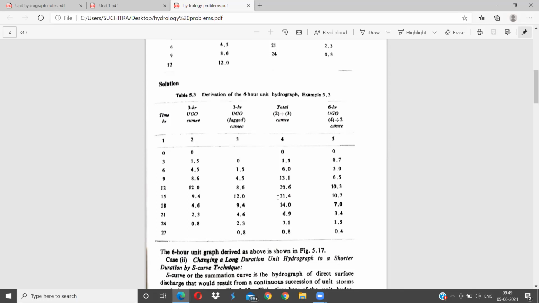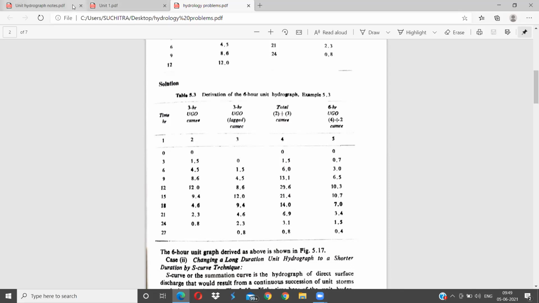The ordinates of these two combined unit hydrographs produce a volume of runoff equal to 2 centimeters. Now, in order to get a 6-hour unit hydrograph, you have to divide the ordinates of the combined unit hydrograph by 2, because the longer duration unit hydrograph is an even multiple of the shorter duration. So hence it has to be divided by 2. So you get the ordinates of the 6-hour unit hydrograph.